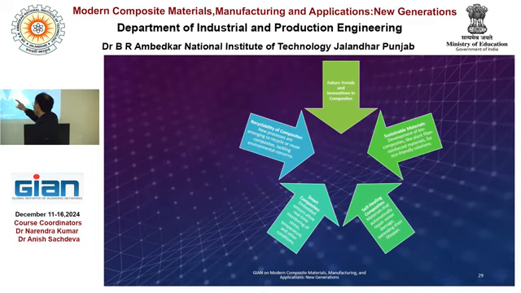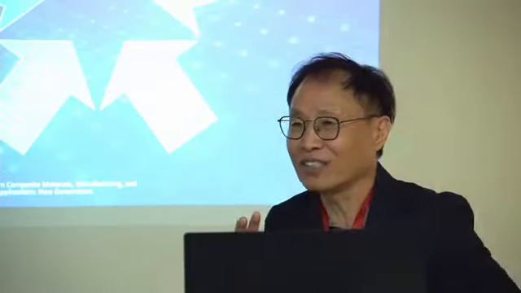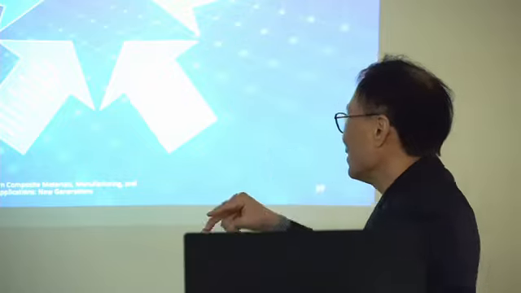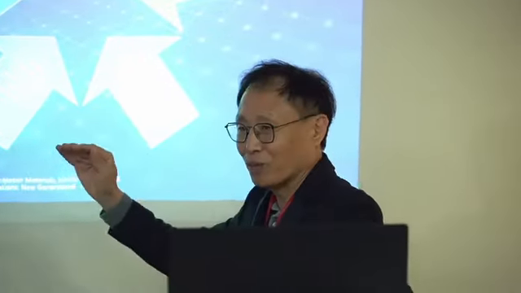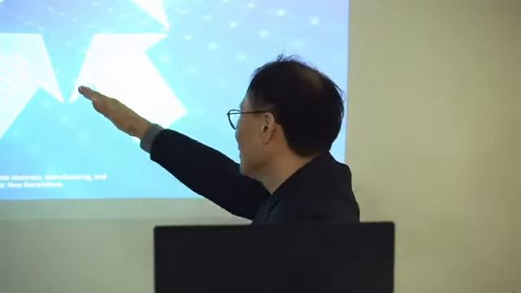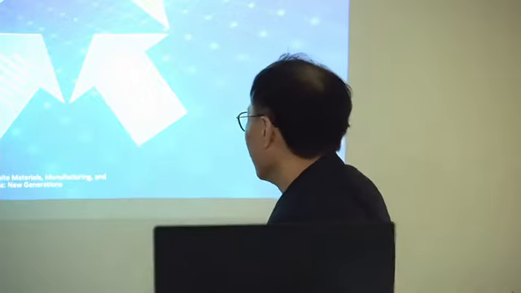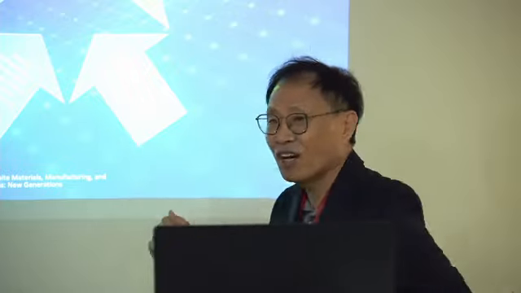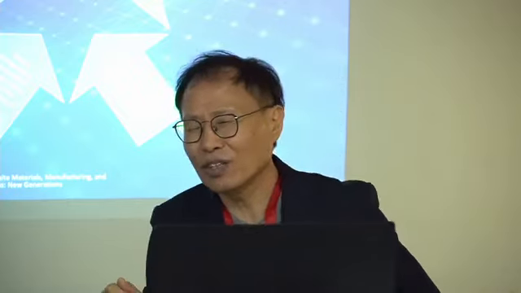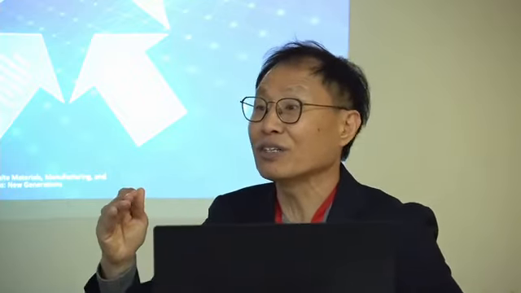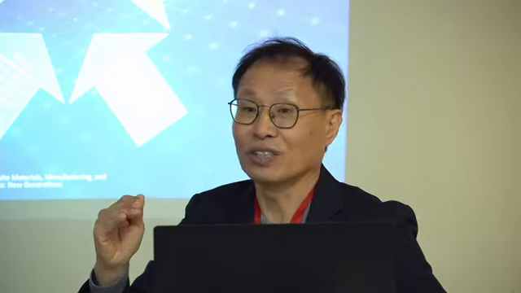And another one is smart composite. That means the composite material is a live one, like a skin. It can sense and actuate, the sensor and the actuator can be embedded into the materials. So smart composite is another issue. And the self-healing composite, that means if micro-scale damage occurs, then it is self-cured.